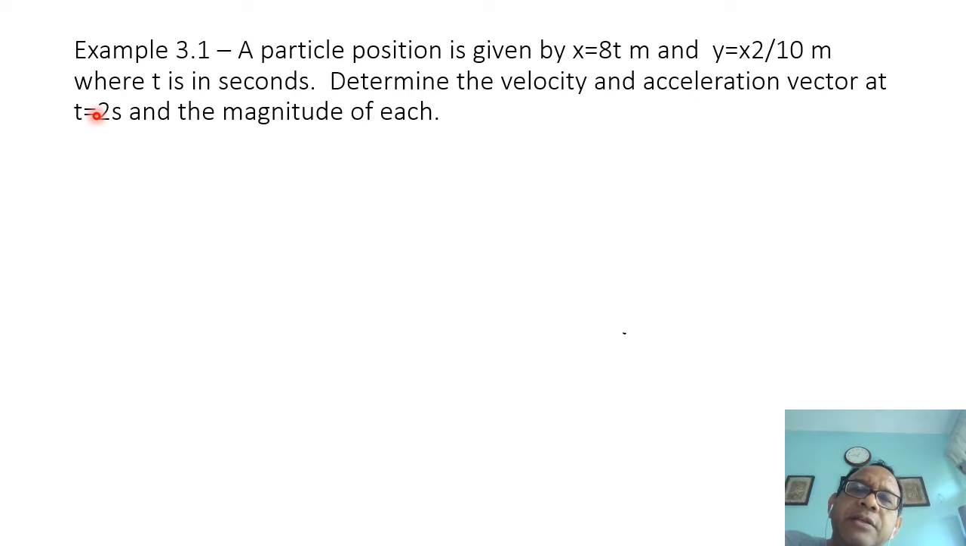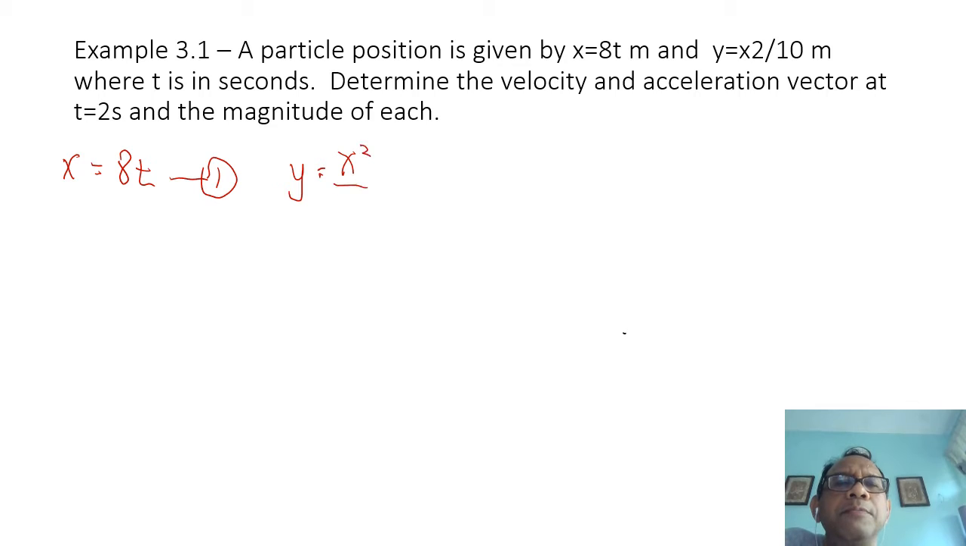Determine the velocity and acceleration vector at t equals 2 seconds and the magnitude of each, i.e. the velocity and acceleration. So we have the first equation, x equals 8t. And then the second equation, y equals x squared over 10. We are usually going to go for the derivative of this equation, so why not just find the derivative of each.